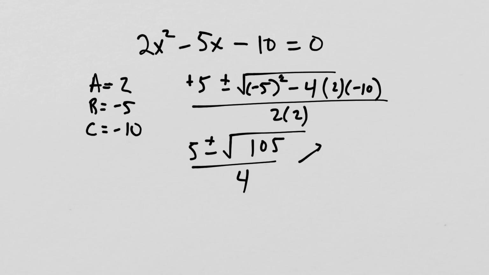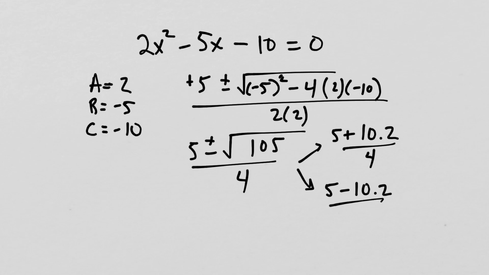So we have two possibilities. 5 plus the square root of 105 is 10.2 if we round to 1 decimal. Divide by 4. The other option is 5 minus 10.2 divided by 4. So you always solve it once with the positive and once with the negative. So up here at the top, that's going to be 15.2 divided by 4. And the other one is going to be a negative 5.2 divided by 4.